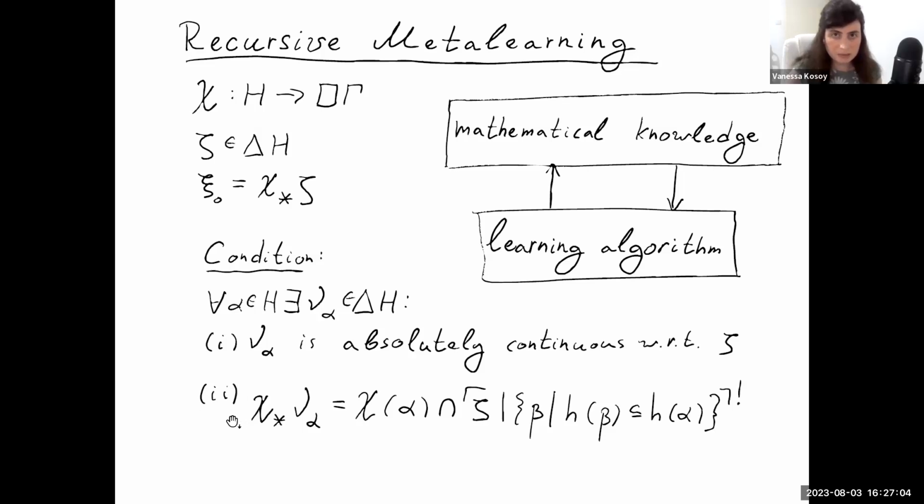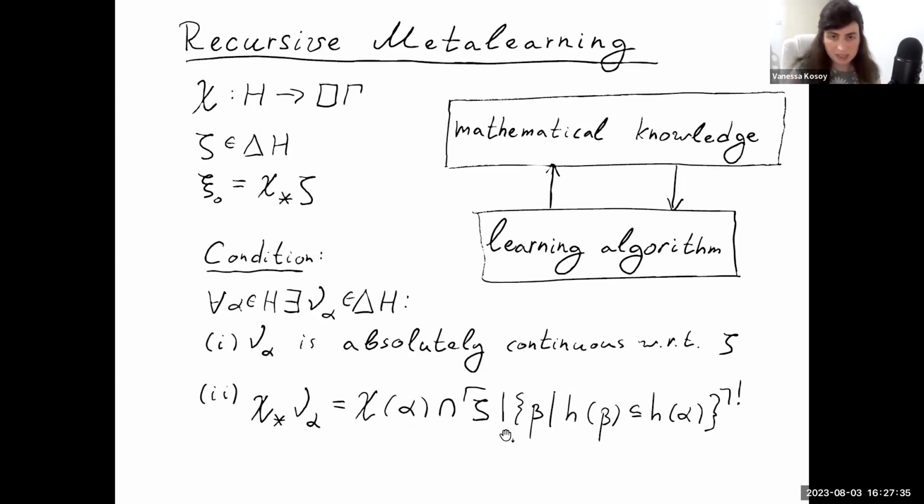The second condition, which is the real meat, says that if we apply chi star to new alpha, we get some element of box gamma. This element is the intersection of two creedal sets. So it's basically the conjunction of two things. One thing is just the hypothesis alpha. The second thing, and here's the tricky part, is something which we quote and then reify. So what is this something?